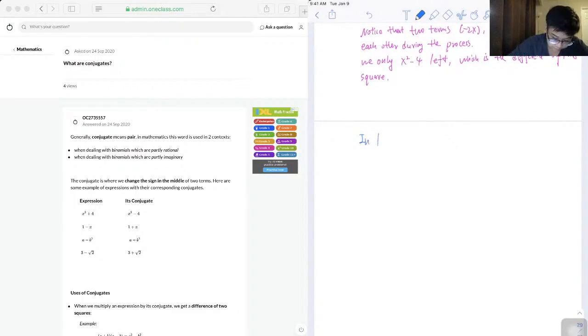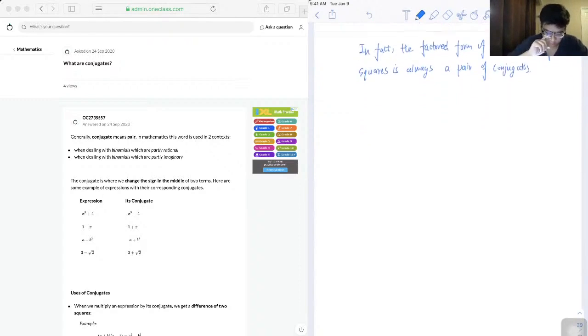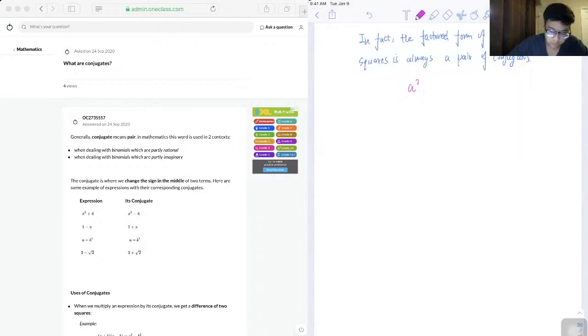And in fact, it's a factor form of a different method. A difference of two squares is always a pair of conjugates. So in other words, we can rewrite this as a squared minus b squared is equal to a plus b times a minus b.